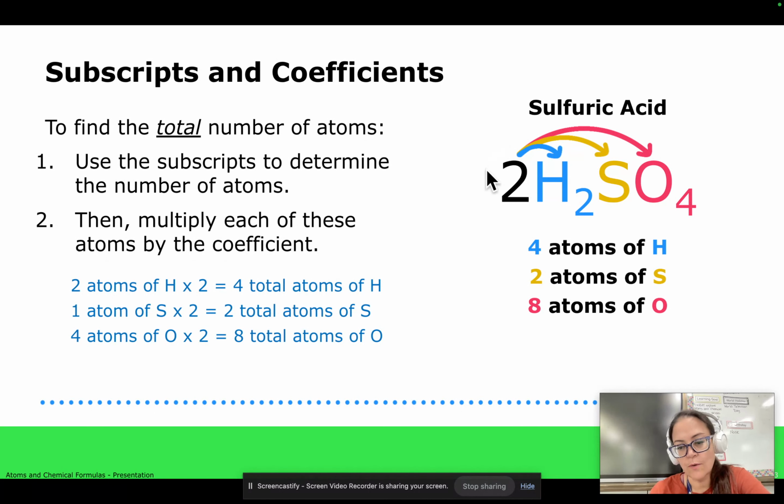But then this big 2 tells us that we have 2 of those compounds. Now we're going to look at the atoms for the whole thing of both compounds or both molecules combined. So we take the 2 times the 2, and so total we have 4 hydrogens. The 2 times the 1 for the sulfur. So again, in the whole thing we have 2 sulfurs, and then 2 times the 4 for the oxygen. So in the whole thing we have 8 oxygens. So your total amount in this formula is 4 hydrogen, 2 sulfur, 8 oxygen, because your coefficient gets multiplied by the subscript for each one, okay, like this picture is showing.